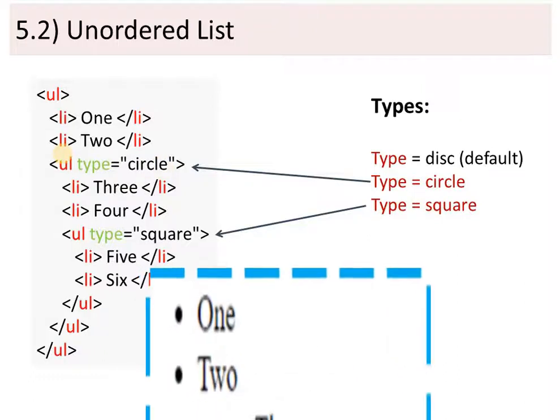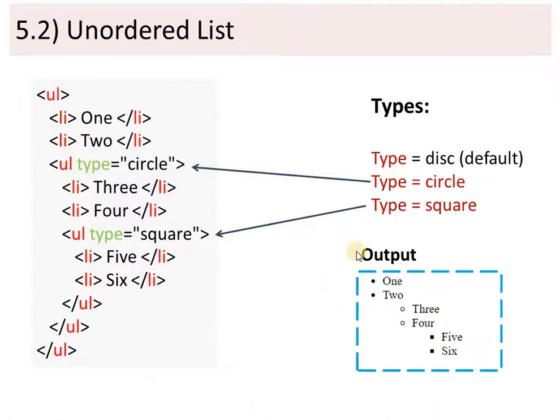Now let's see the output of this one. You can see that this one is getting the default value, that is disc. Now in this sublist type is equal to circle, that's why it is circle over there, and this one is type equal to square, that's why it is square. Okay, like this. So this is ordered list and unordered list.